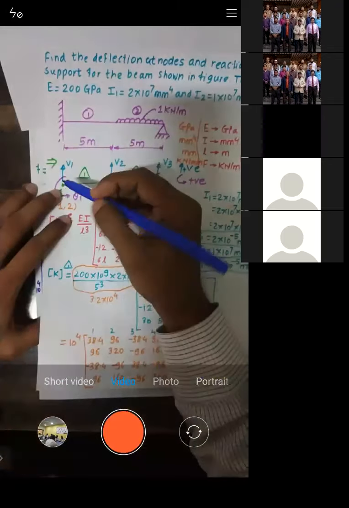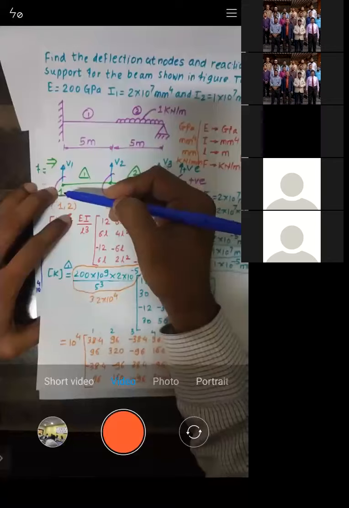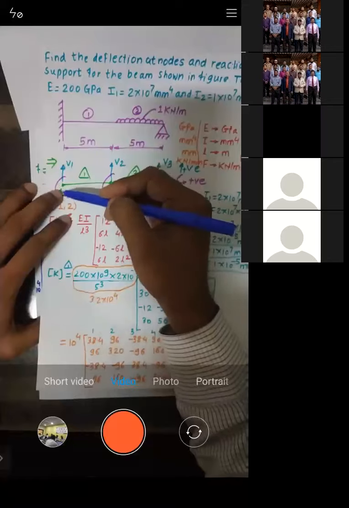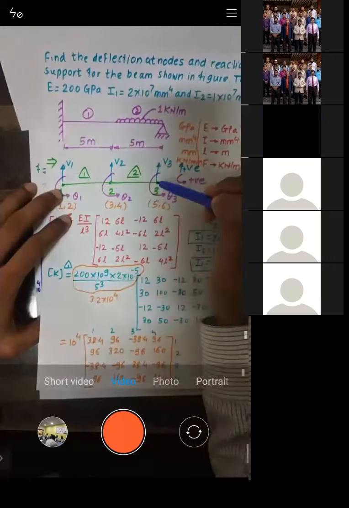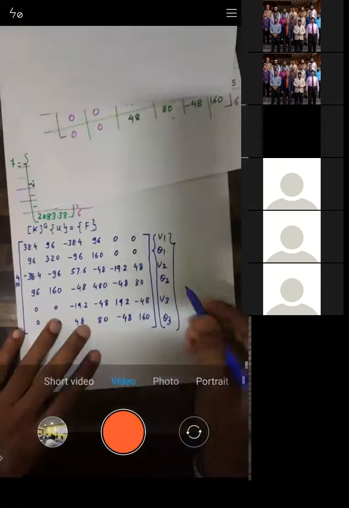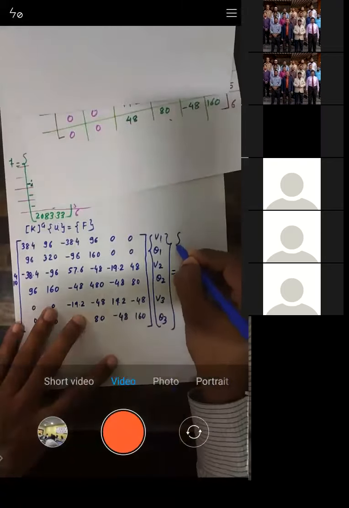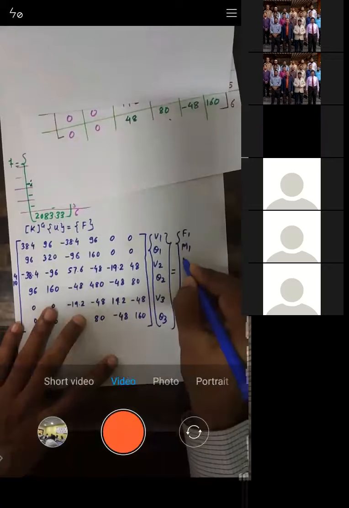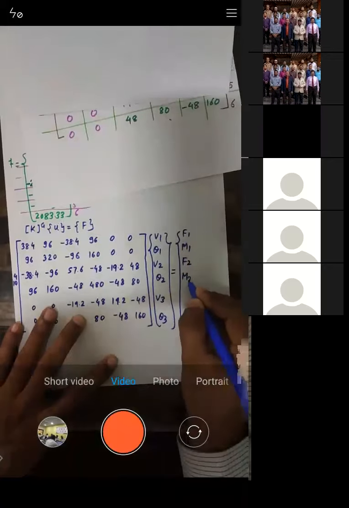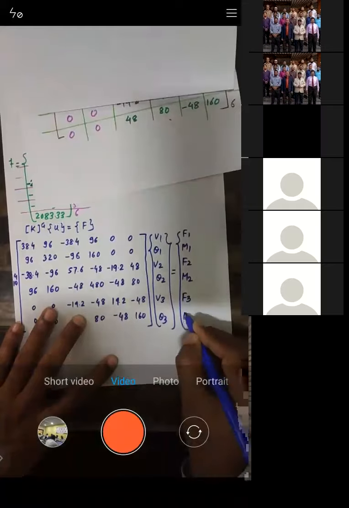But when we write it down, we should write with respect to node. With respect to node 1, it's V1, theta 1. With respect to node 2, it is V2, theta 2. With respect to node 3, it is V3, theta 3. So in the same sequence, this is equal to the forces and moments: F1, M1, F2, M2, F3, M3.